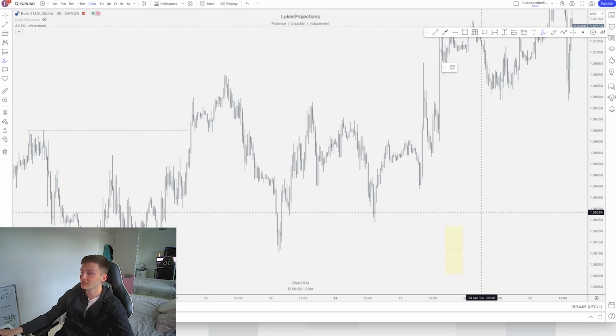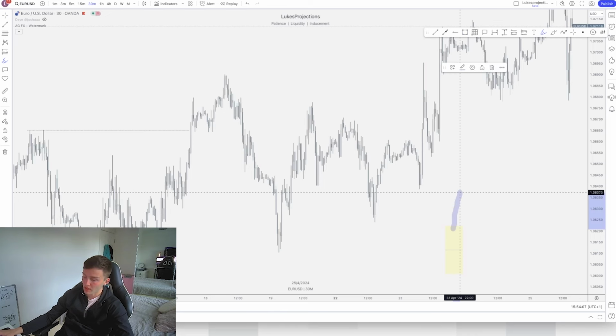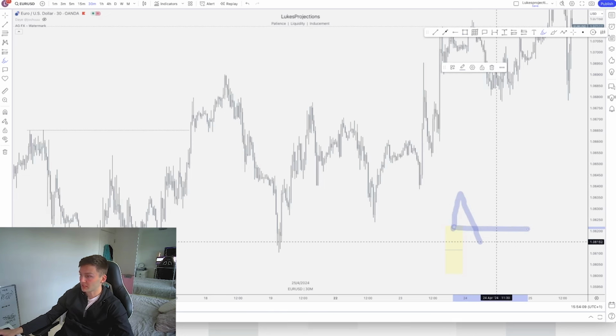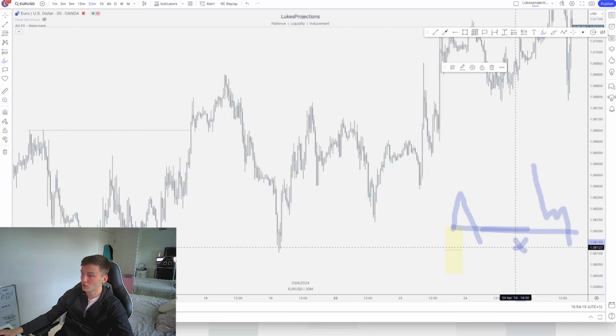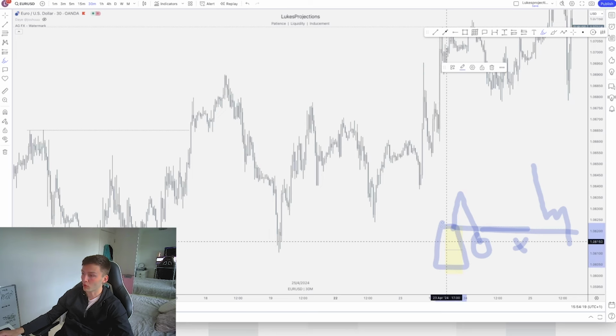What I mean by it's been mitigated is if price has gone up and then we've come down and mitigated it. That means that when price comes down to it again in the future, it's not going to hold because it's already been tested. The volume that was being stored inside of that order block is no longer there, so it's not going to hold.